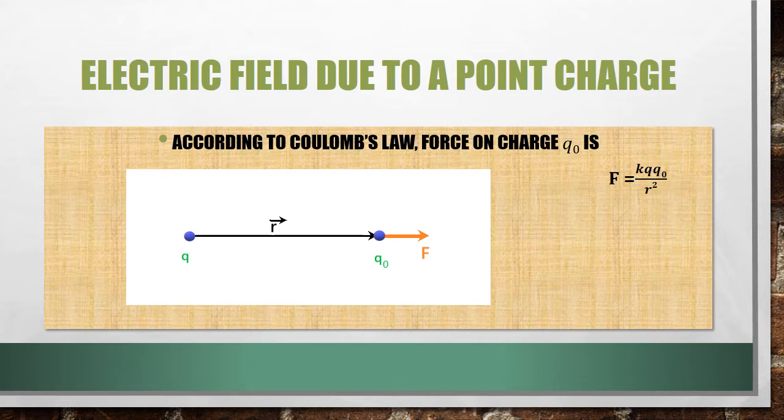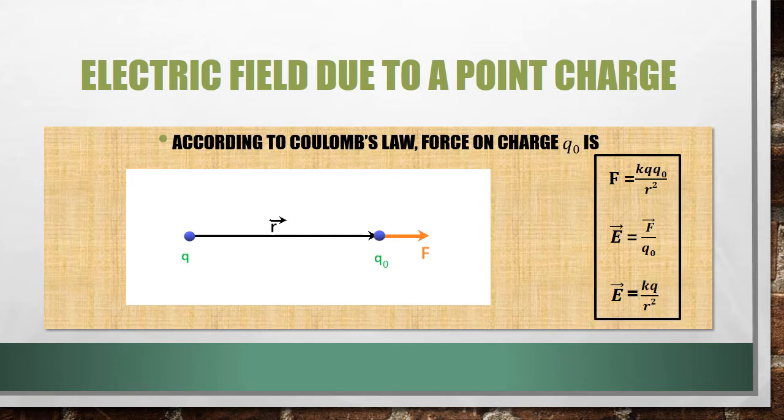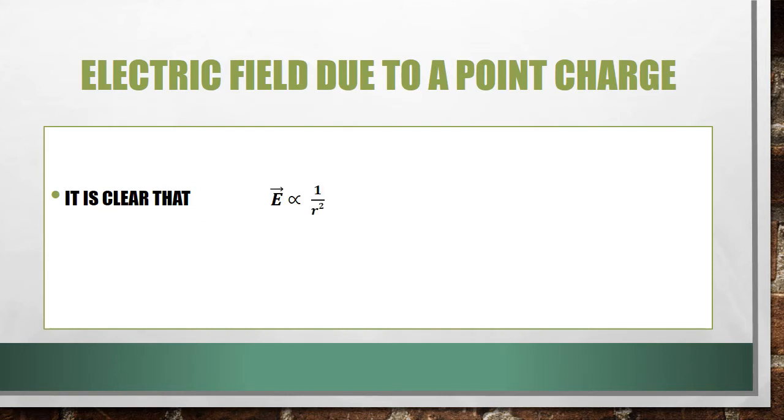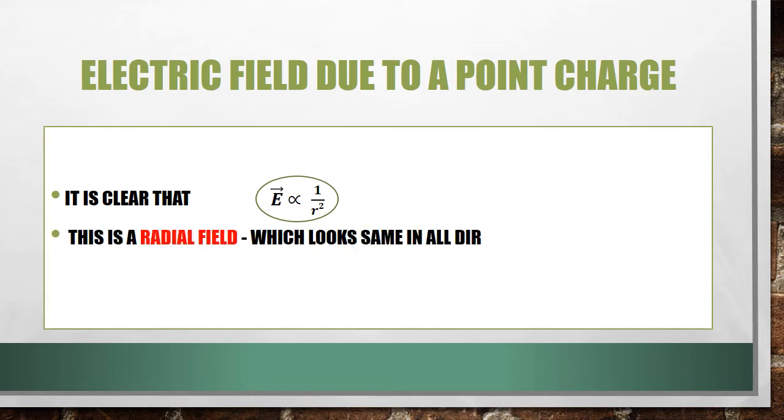But we know E equals F divided by Q0. Therefore, you divide the force by Q0. Then you get E is equal to KQ divided by r square. You know the value of K. It is 1 by 4 pi epsilon 0 epsilon r. Therefore, we can write the equation as E equals 1 by 4 pi epsilon 0 epsilon r into Q divided by r square. It is clear that electric field E is inversely proportional to r square. This is a radial field which looks the same in all directions when seen from a point charge.